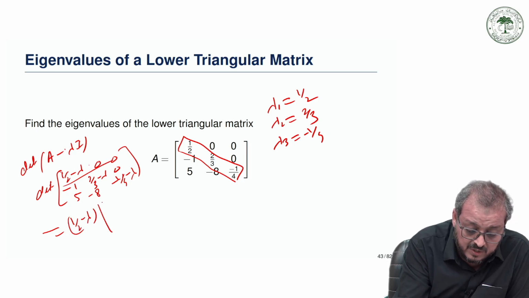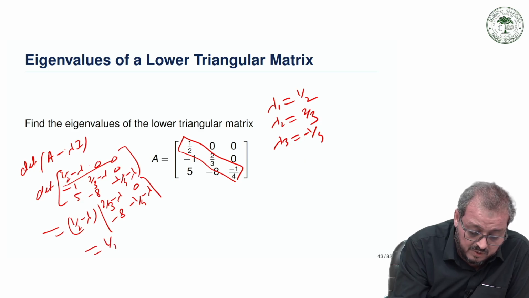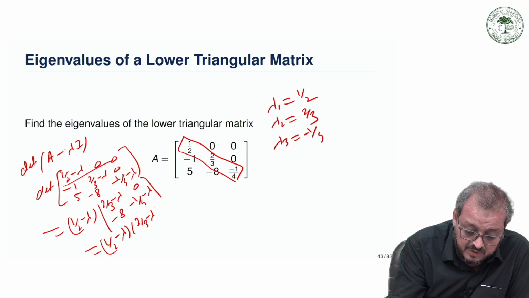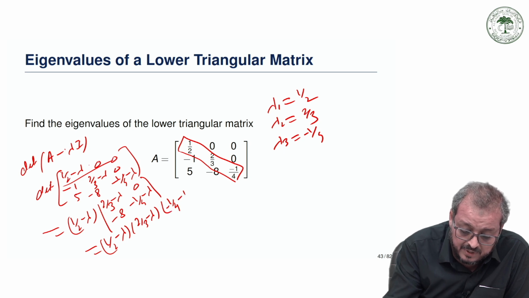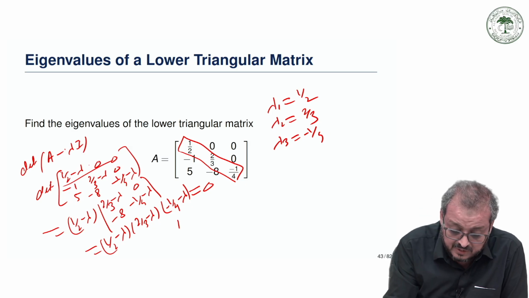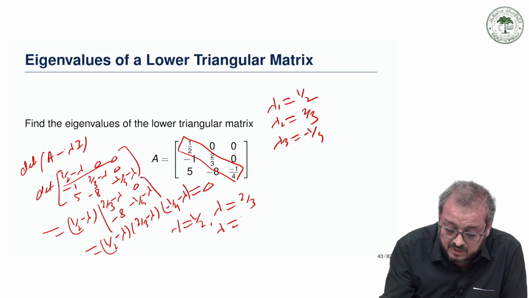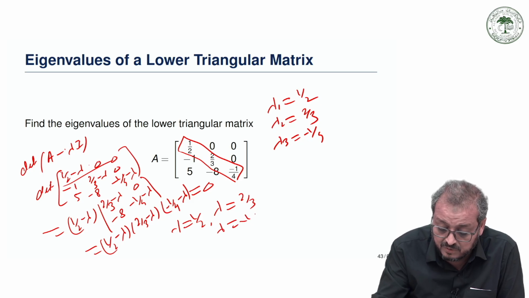Now we have 2 by 3 minus lambda, and 0, minus 8, minus 1 by 4 minus lambda, and then we calculate it into 1 by 2 minus lambda, 2 by 3 minus lambda, and minus 1 by 4 minus lambda, and that is equal to 0, the characteristic equation. So we can say that lambda is equal to 1 by 2, lambda is equal to 2 by 3, and lambda is equal to minus 1 by 4.